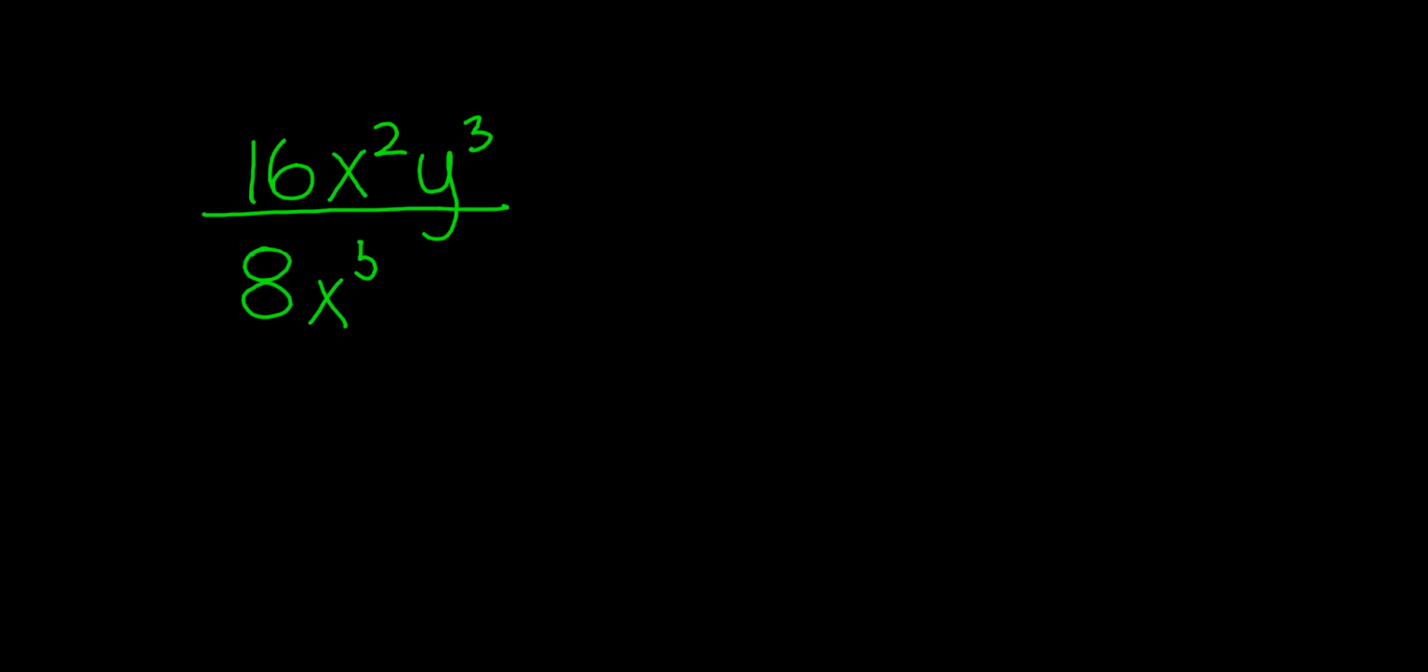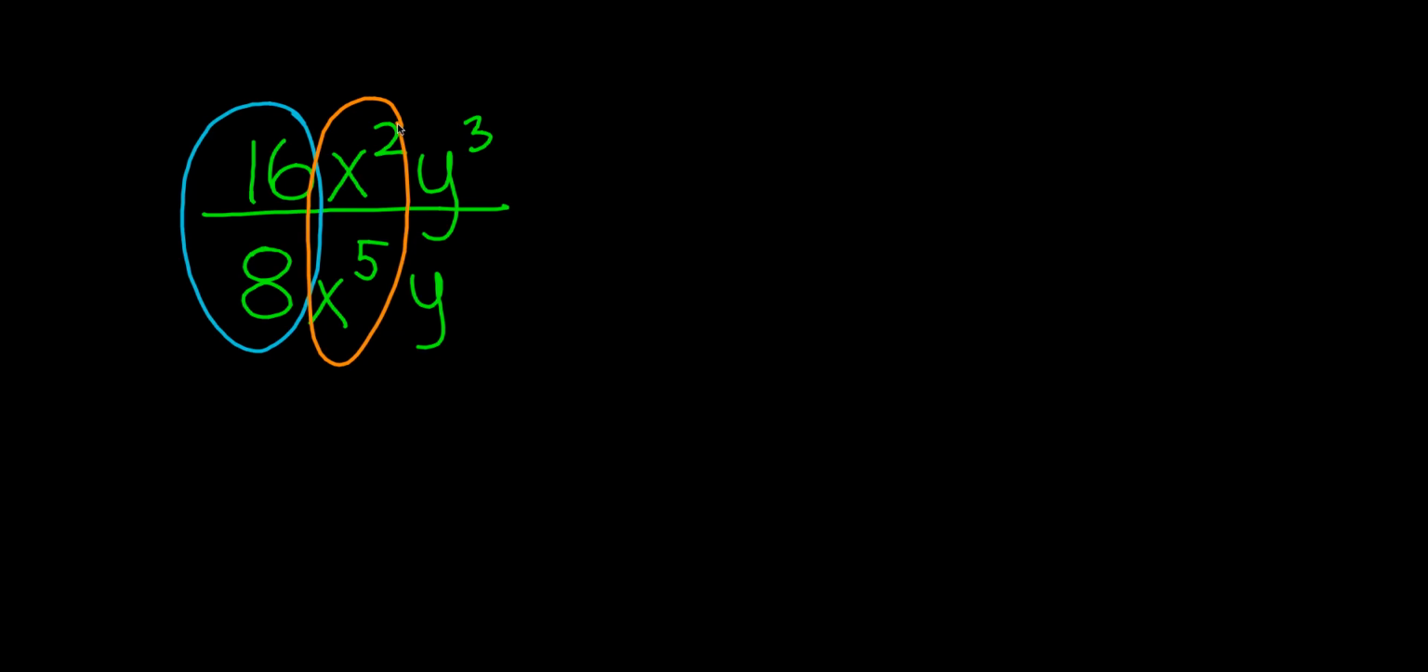let's go with 16 x squared y to the third over 8 x to the fifth y. And what I really want us to do here, I don't want us to be overly stressed out by these coefficients. What I'd like us to do is really treat this like three separate questions. So we're going to see this question as a fraction that needs to be simplified, 16 over 8. And then we're going to deal with our x's, and then we can deal with our y's. So we'll do that in three separate steps here.